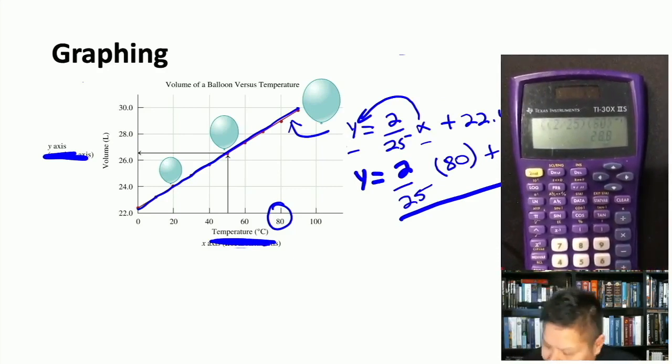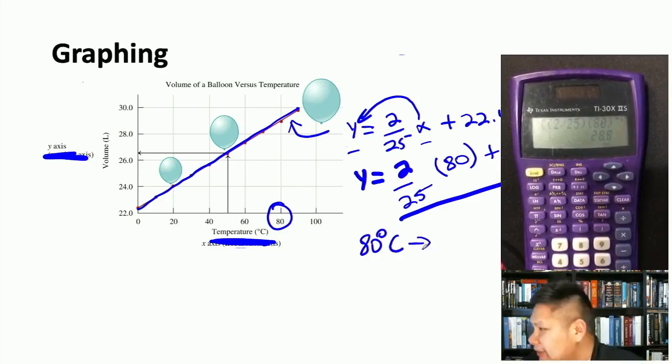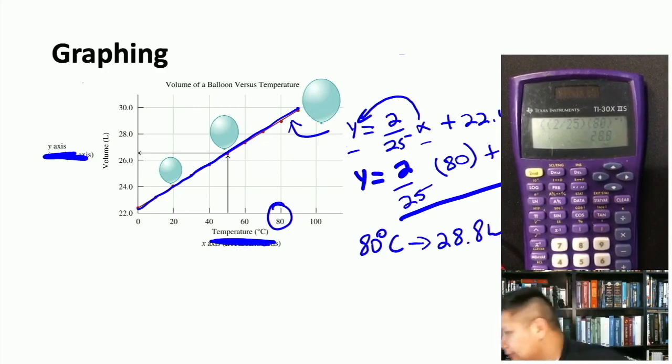So at 80 degrees Celsius, the volume of the balloon is 28.8 liters. Wow, that's kind of a big balloon, I think. Kind of a big balloon. So, yeah. Pretty cool. Pretty cool.